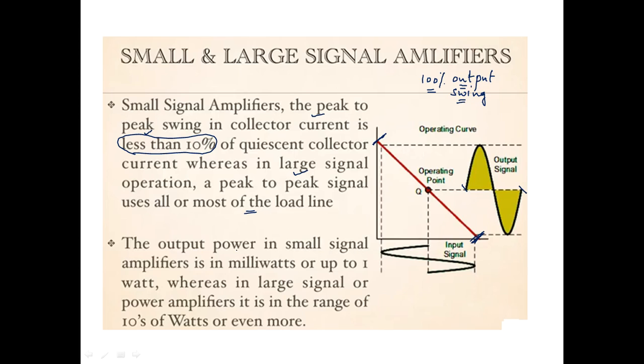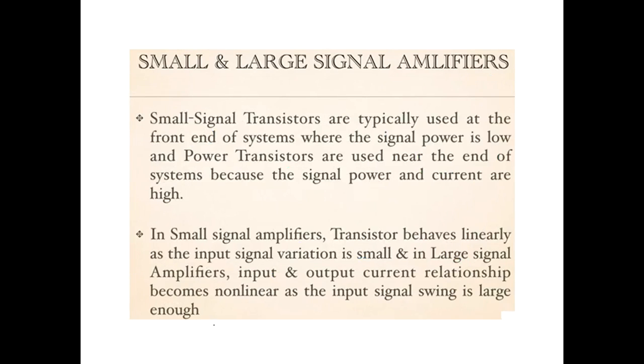Next, the output power in a small signal amplifier is in milliwatts, or up to approximately 1 watt. Whereas in large signal or power amplifiers, the output power is almost tens of watts. It could be 10, 20, 30, sometimes even hundreds of watts. Because of this, we call them high power amplifiers.